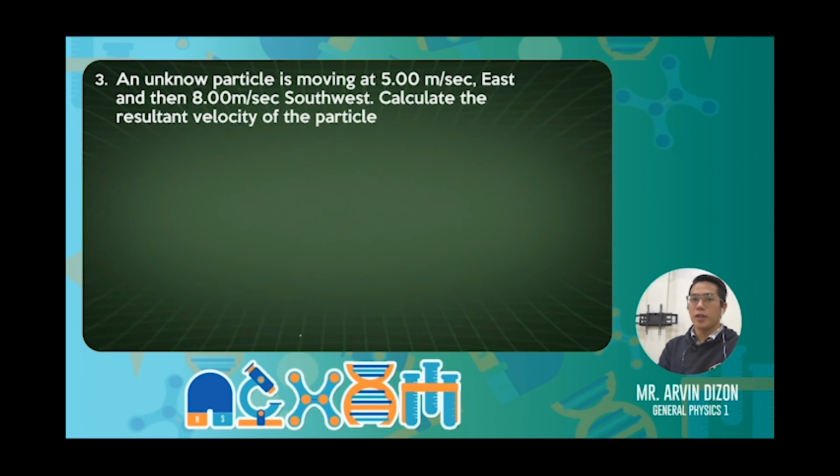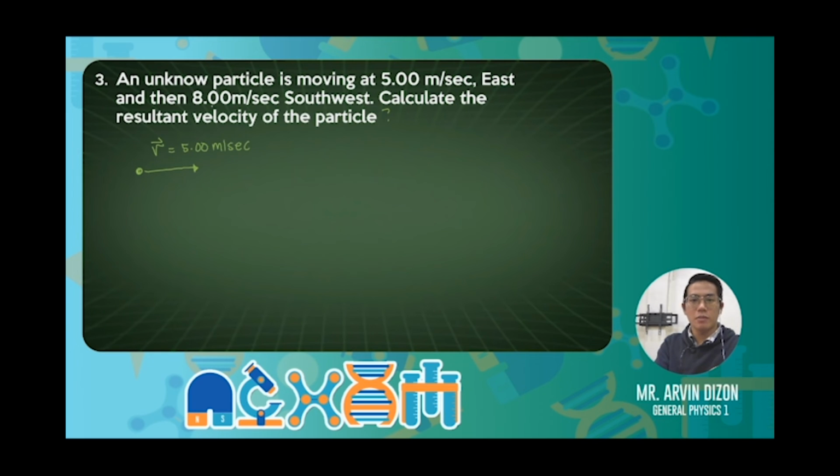So for example number 3, we're going to try to solve this problem. An unknown particle is moving 5 meters per second to the east, and then 8 meters per second southwest. We want to calculate the resultant velocity of the particle. So it's better again to first illustrate that. It's moving 5 meters per second to the east. So that's a velocity of 5 meters per second.